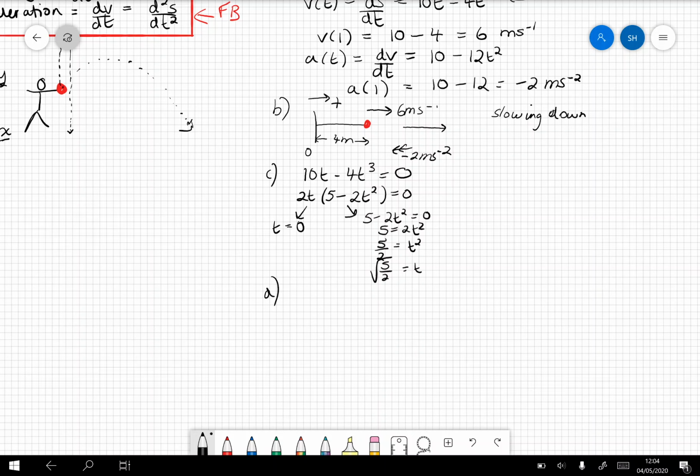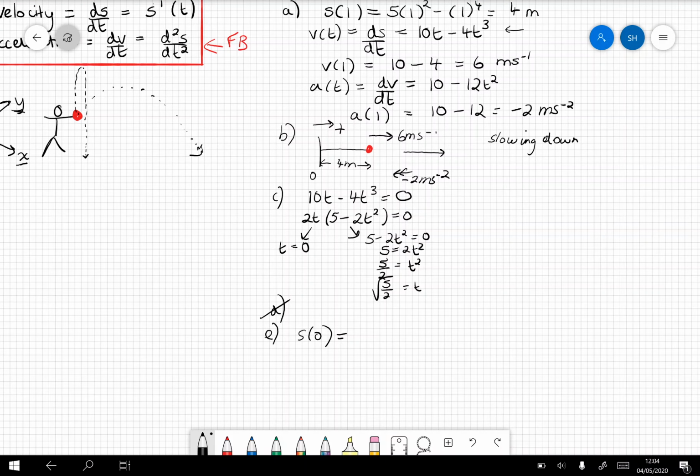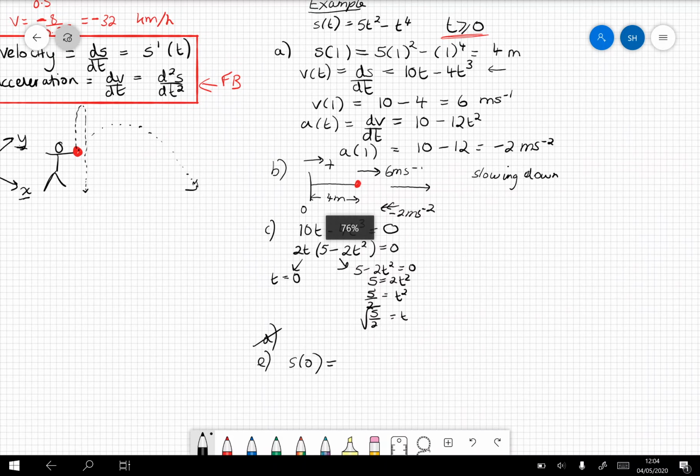I'm going to skip part D because I want to spend time on part E instead. Part E is interested in the total distance the particle travels in the first 3 seconds. So if we think of what is happening to this particle at the beginning, S of 0 right at the start, if we want to know how far something's travelled, we certainly need to know where it started and where it is now.